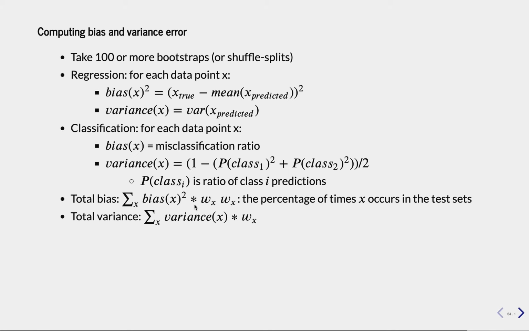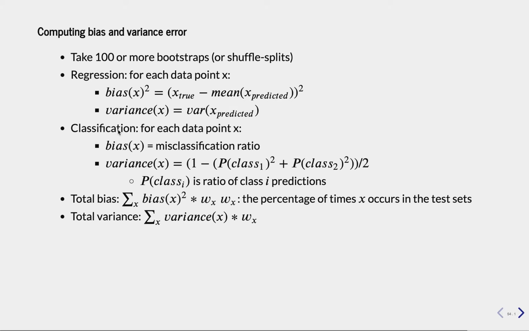Okay, how do you compute this bias and variance? Basically, you take 100 or more bootstraps, or shuffle splits if you like, and then for regression, you look at each individual data point. If you have 100 predictions, you compute the mean, and you look at the difference between this mean and the true expected output. That's your bias. Right? And the variance is simply how much variance there is in these predictions.